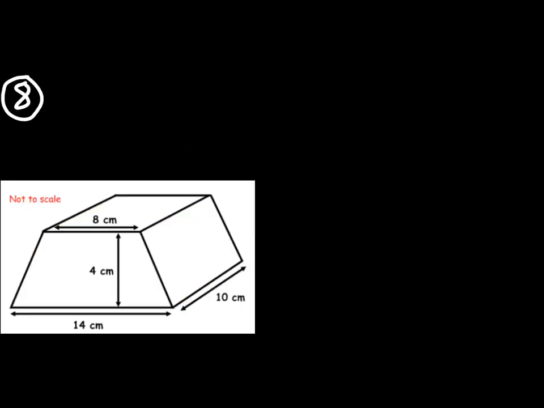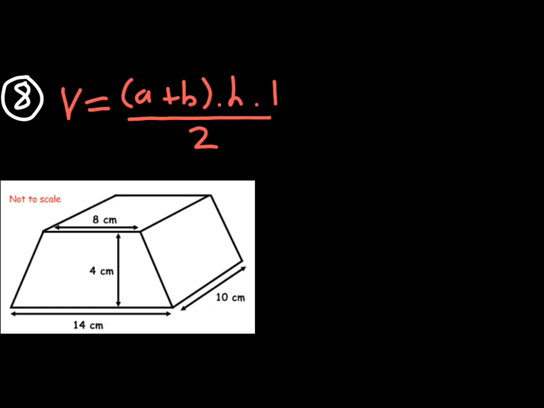Question 8 once again asks us to find the volume of a trapezoidal prism. So once again, the formula for the volume is (a plus b) times height times length all over 2. And remember, a and b refer to these top and bottom lengths of this trapezoid. So we can substitute these values into our formula, where a is 8 and b is 14.